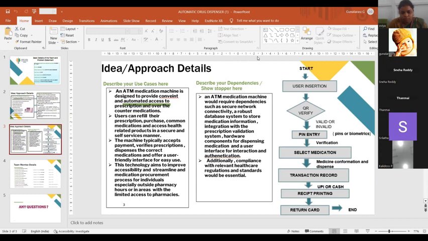And now my friend Tanmay will continue. Coming to the dependencies of our ATM medication machine, we can go with the technologies of hardware, software, and the operating system of the database. Coming to inventory management, security measures will also be taken, like network connectivity and a robust database to secure the medication in the machine, and even integrating with the prescription validation of the doctor. The hardware components dispense the medicine from one place to another using sensors and microchips, along with the interface for the medication, regulation compliance, and payment processing.